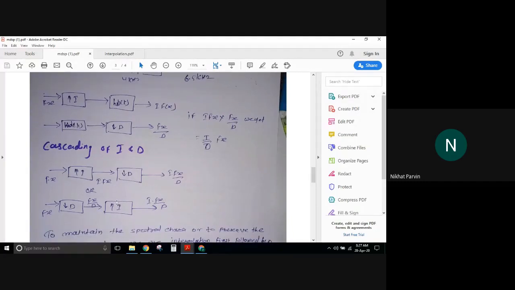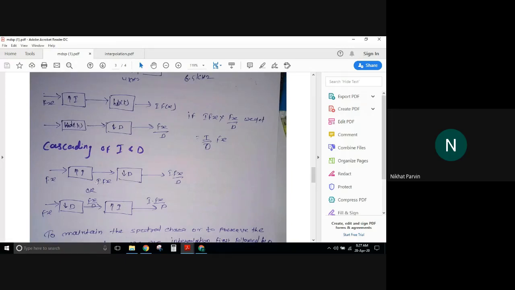But again, I said I should select correctly, either I or D first. For that reason, whenever you are cascading the interpolation and decimation, one should select interpolation followed by the decimation, not vice versa. Why so? The theoretical reason, you can see from the graph also.